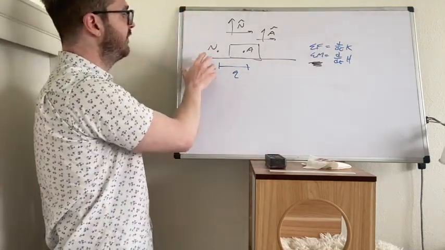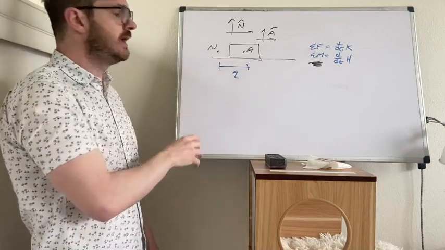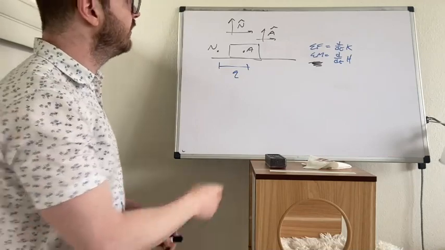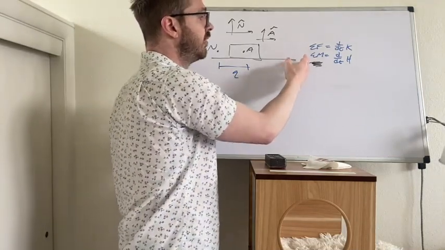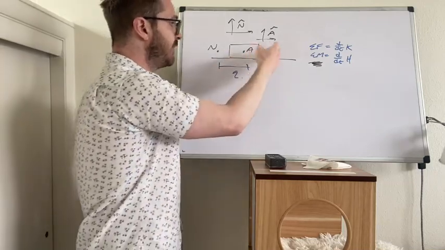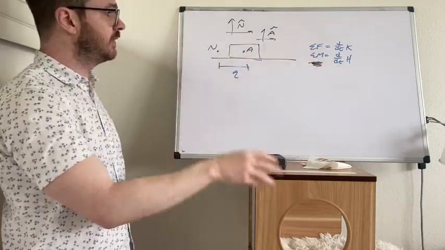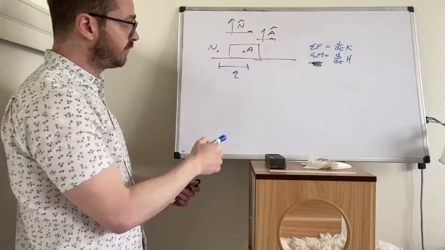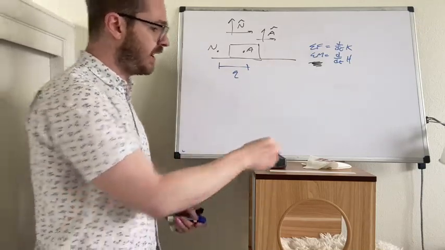We need to write that for this body. If you have 7 bodies in your problem, you need to do sum of forces and sum of moments for the 7 bodies, okay? For all 7 bodies. So body A, body B, body C, body D, etc., etc. You write sum of forces and moments for each one of the bodies. Now, in this problem, does it matter?